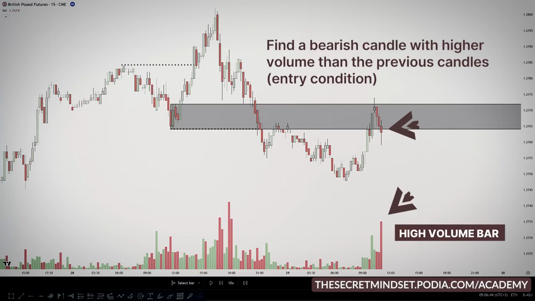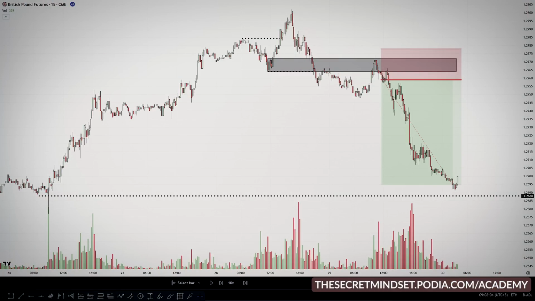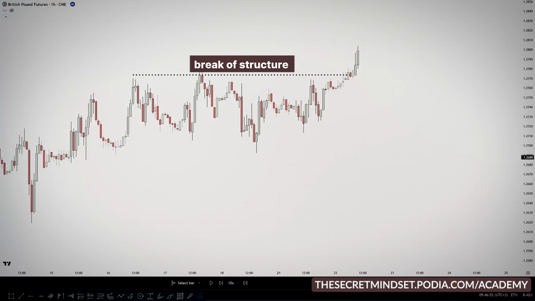The higher volume is your confirmation that there's strong interest from sellers at this level, increasing the likelihood that the downward move will continue. The increase in volume on the bearish candle basically means that smart money might be entering or adding to their short positions here. You'll see this pattern every day, multiple times, on all markets and all time frames.